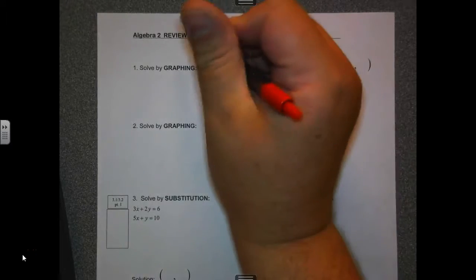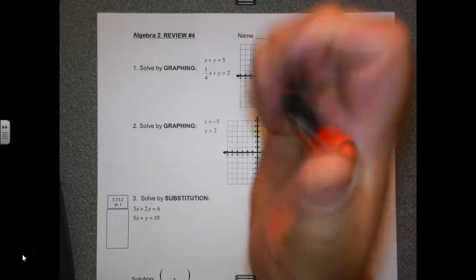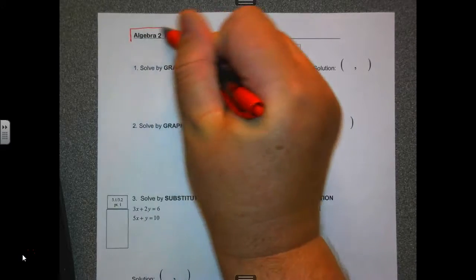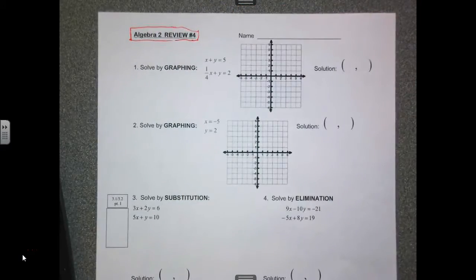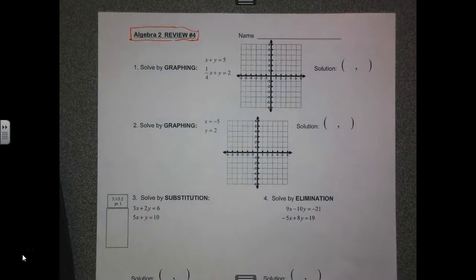Okay, review for summative number 4 tomorrow. This is section 3.1, 3.2. If you're happy with your grade, obviously don't spend a whole lot of time with this. If you're not happy with your grade from 3.1, 3.2, this would be a good way to raise your grade.